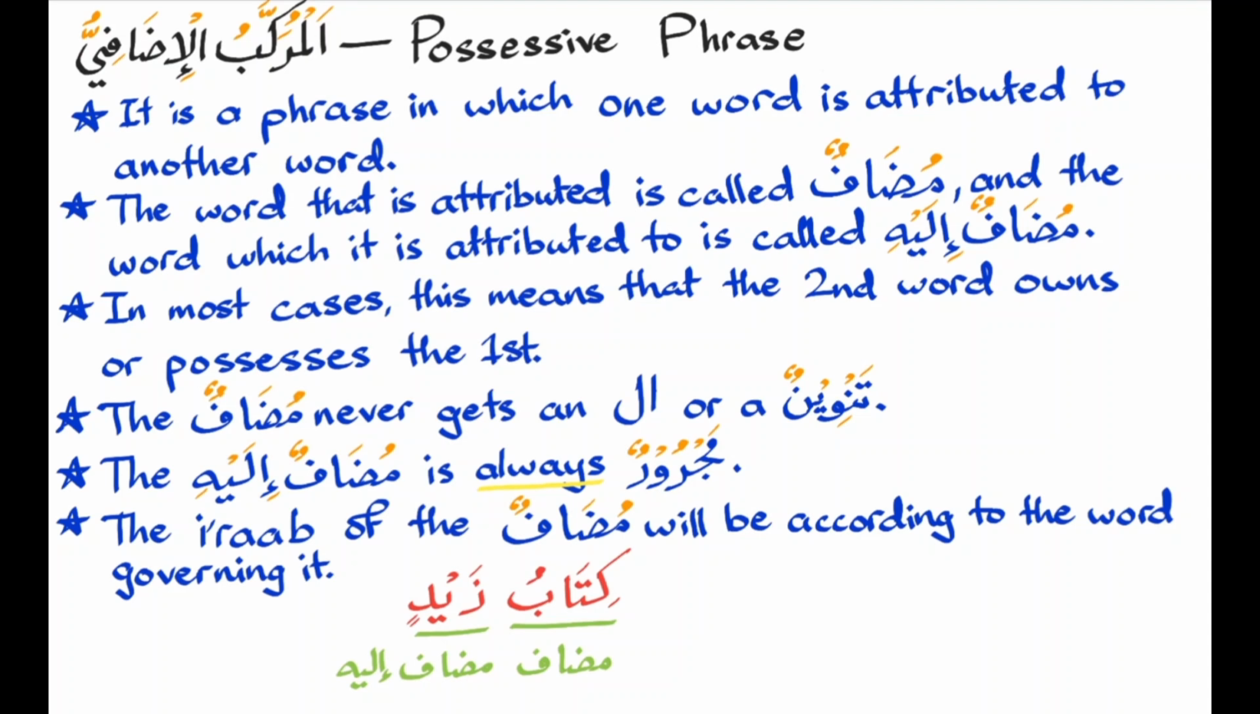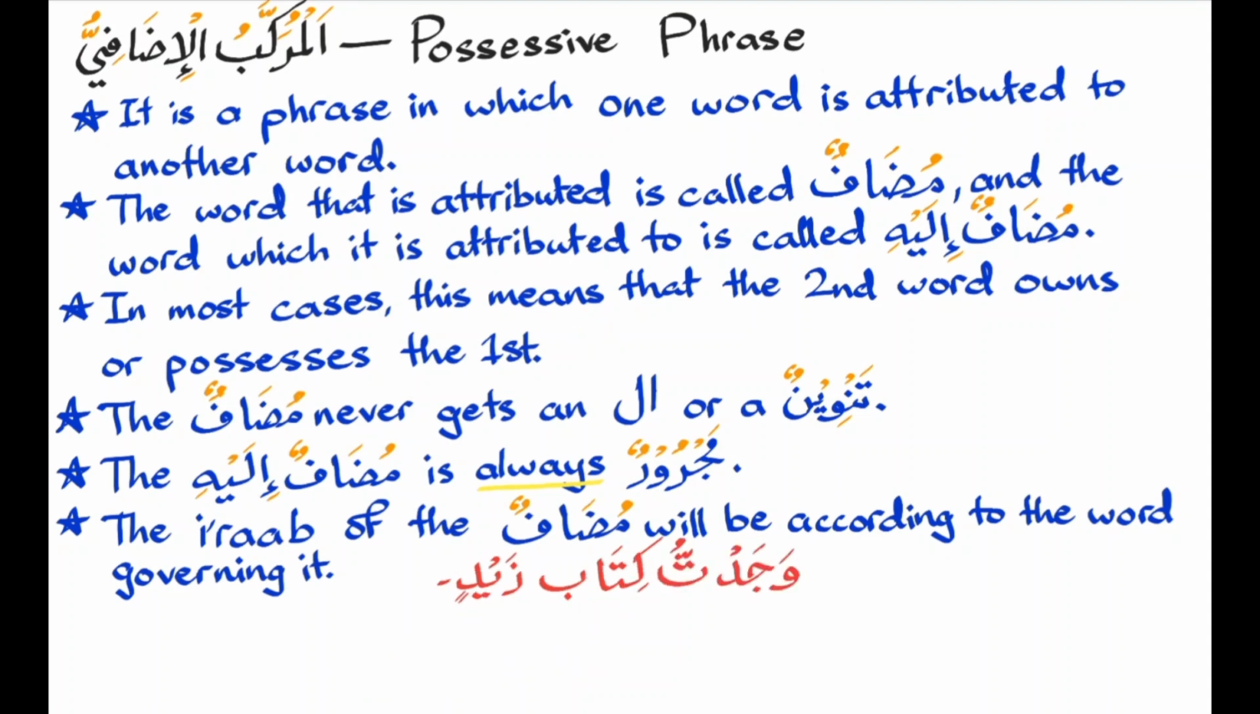Right now we're just bringing it by default. There's no amil, there's no particle that is coming before it. So that's why it's going to get the default harakah, which is dhamma. But if it was governed by a word coming before it, let me give you an example of that. Here we have wajadtu kitaba Zaydin, which means I found Zayd's book.